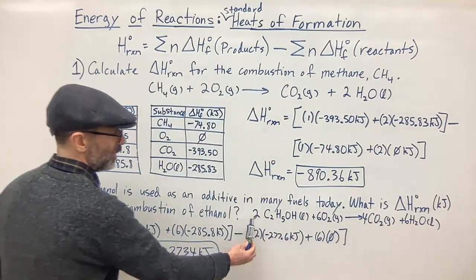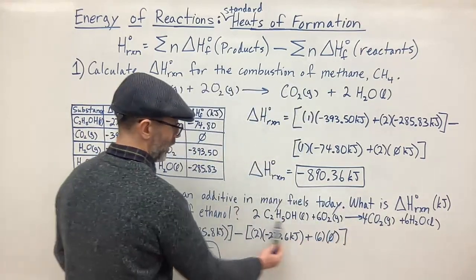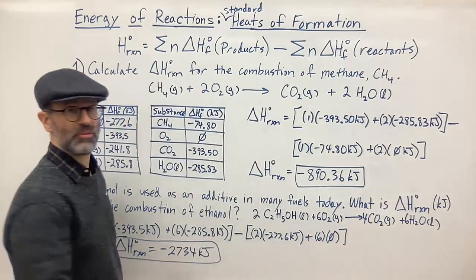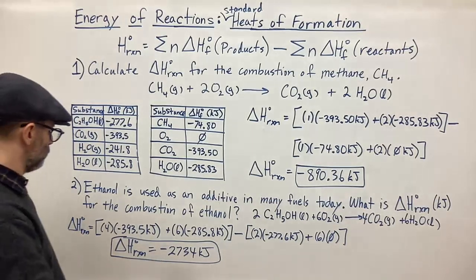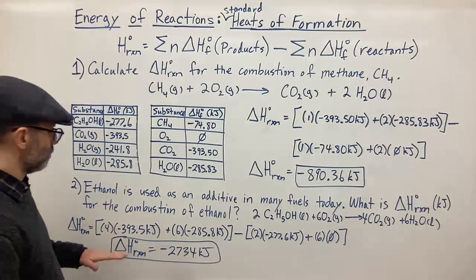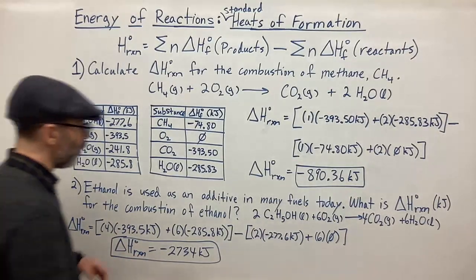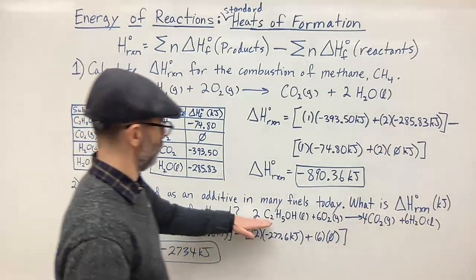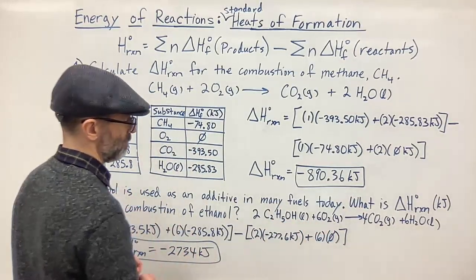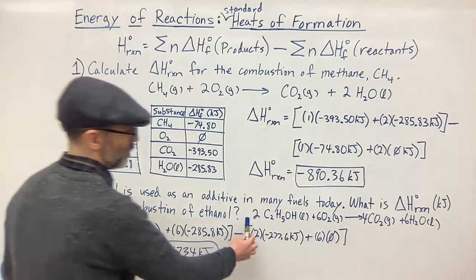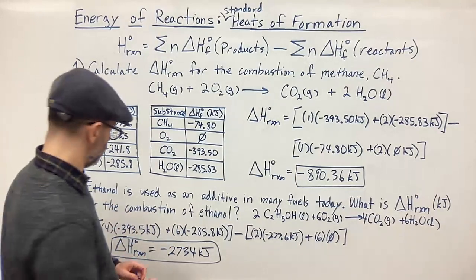Now, notice that the coefficients here are not in their lowest whole number ratio. You can reduce that, but it doesn't matter. Well, it's not going to come out to the same number, since you doubled everything. So this number here would end up being double what it normally would be, because you're doubling the amount of the reaction. But the process is exactly the same.